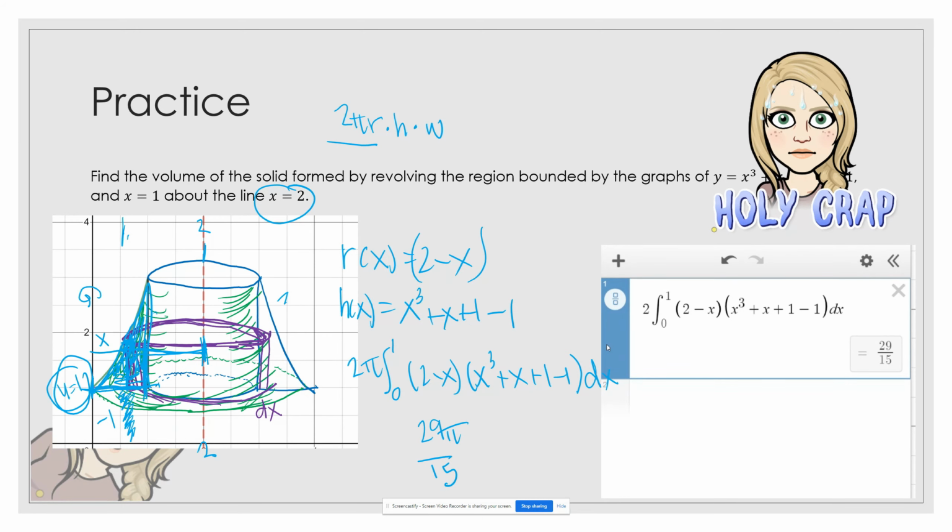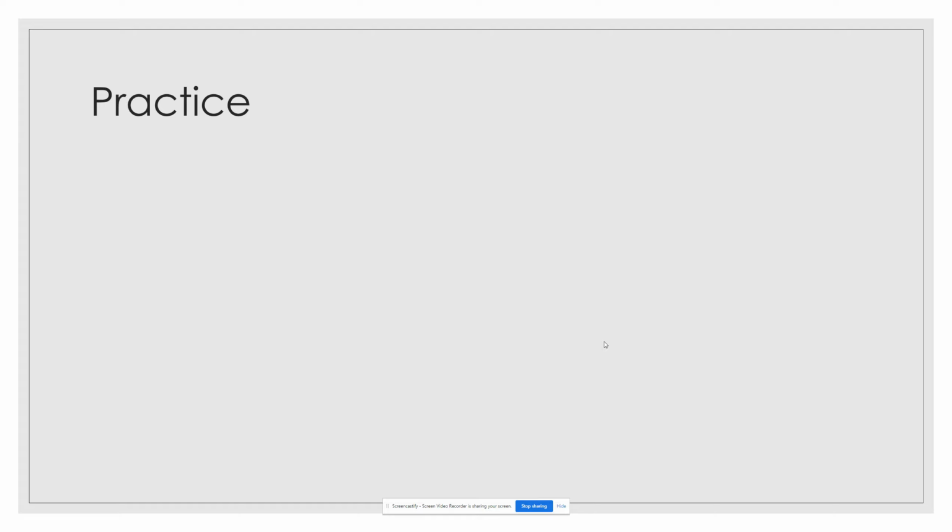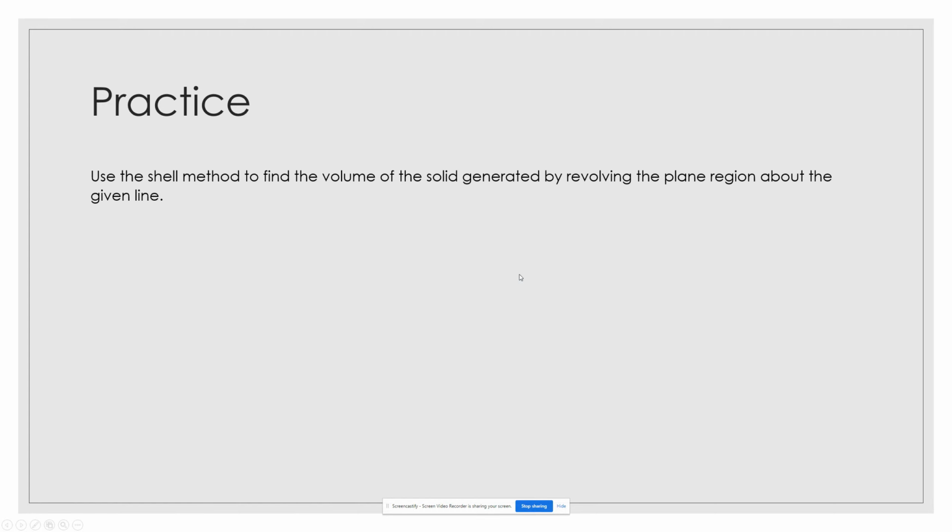Okay, I have one more practice to do with you guys, and it's going to be another one where we're rotating over something other than that axis. So use the shell method to find the volume of the solid generated by revolving the plane region about the given line. And we have these 3 equations here, which is y equals the square root of x, y equals 0, and x equals 4. And we're going to rotate about the line x equals 6.